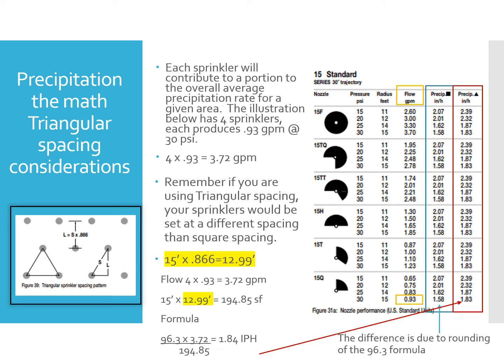There was 225 when we were doing it 15 by 15. Now we're doing 15 times 12.99. Comes out to this different answer. So if you do this entire formula, you're going to come up with 1.84 inches per hour. Again, it's very close, and that's just because of the rounding difference.